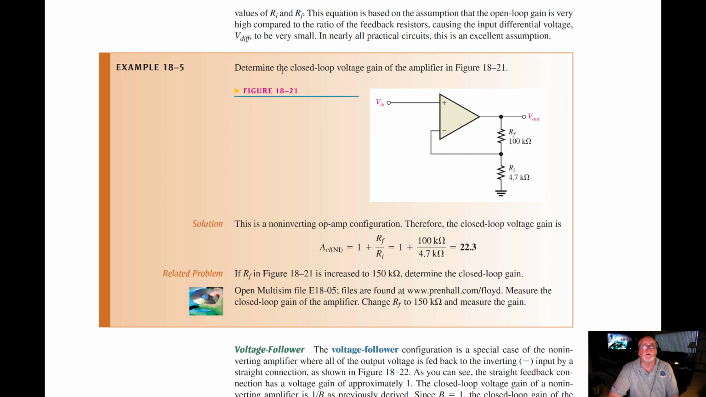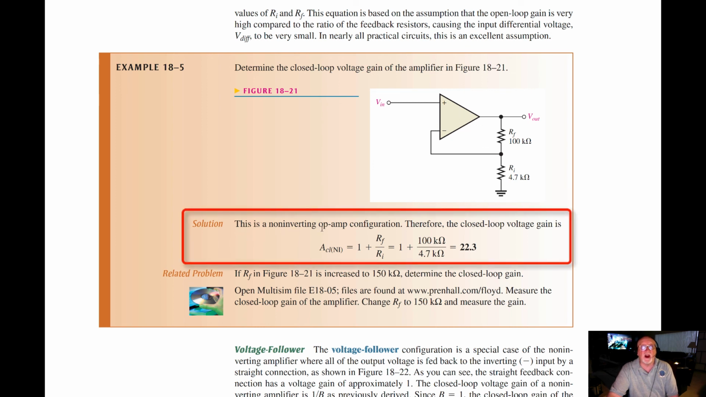So, example here: determine the closed loop voltage gain of the amplifier. You can see we've got this configured just like we discussed. This is a non-inverting op amp configuration, therefore the closed loop voltage gain is ACL, non-inverting. We use the relationship 1 plus the voltage divider resistors R sub F over R sub I, which gives us a value of 22.3.